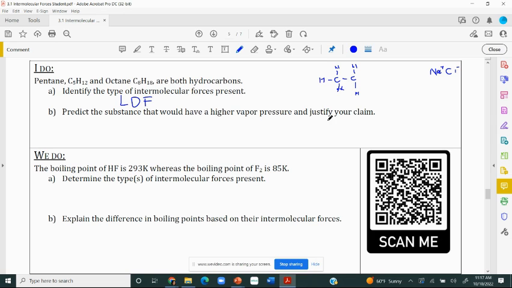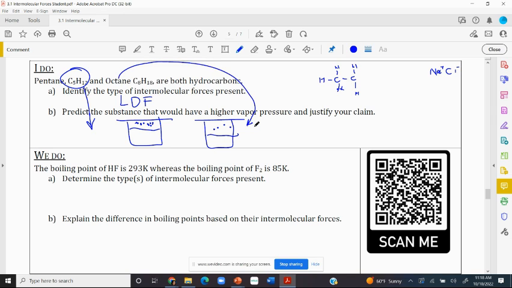Which one is going to have a higher vapor pressure? Why? Right, there's less electrons. This is less polarizable. So if we had two containers that are sealed with both of these in there, this one has less LDF, so more of that's going to be in the gas phase up here than this guy. Okay, if this is octane, this is going to exert less pressure than this. Does that make sense?